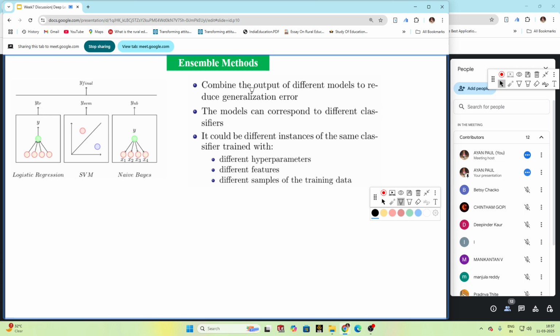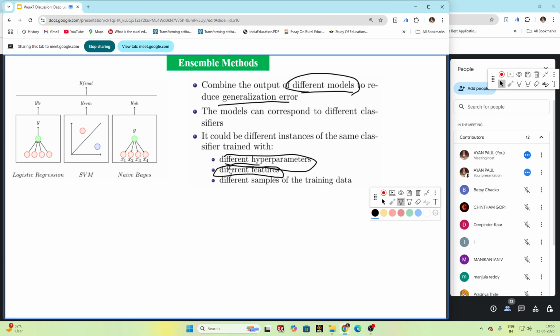So ensemble means combining the output of different models to reduce the generalization error or the test error. The models can correspond to different classifiers. Now how can the models be made? Our model can be made from different classifiers, meaning different neural networks, where you apply different activation functions and so on. Otherwise you can take the same neural network and adjust different hyperparameters, or adjust different features, like your data will have different columns or different features.